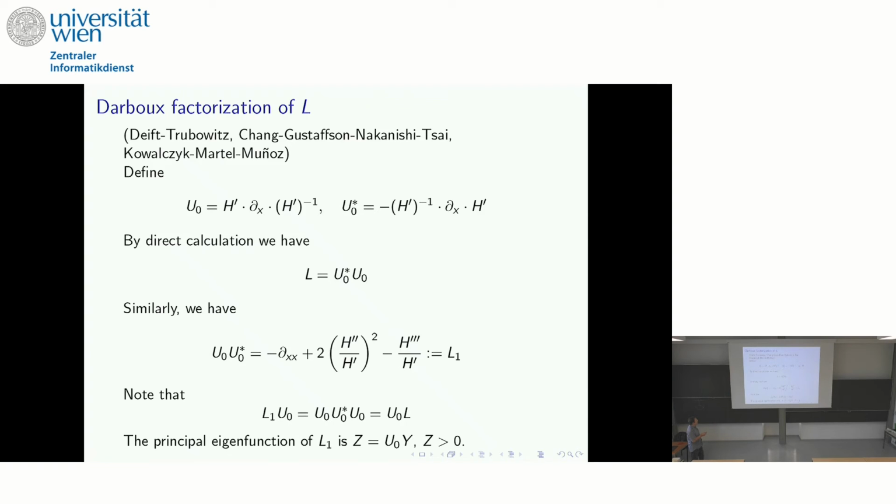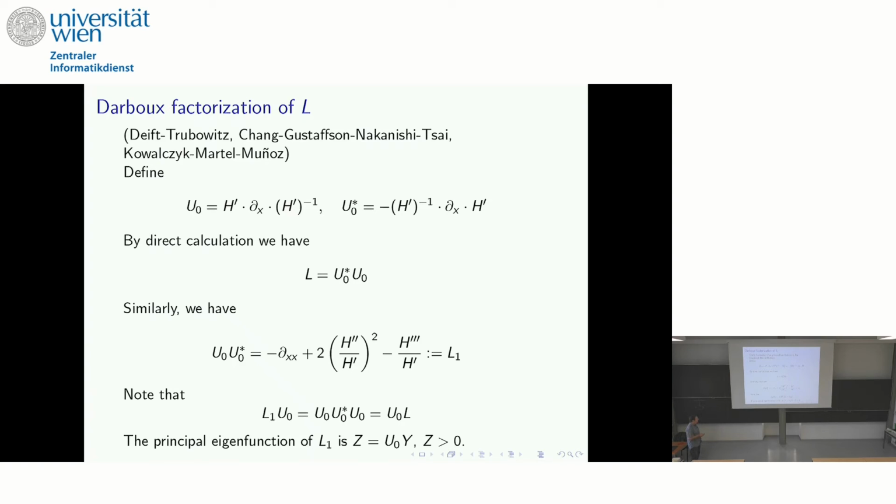And they are based on the first eigenfunction of the linearized operator L. And you directly calculate that L factorizes. It is U0 star multiplied by U0. Okay, so this is interesting, but what is really interesting is when you switch U0 with U0 star, you get another operator, call it L1. This is also a Schrödinger operator, which has a fairly explicit potential, and U0 somehow commutes, but not with L, but with L and then L1. So L1 U0 is the same as U0 L.